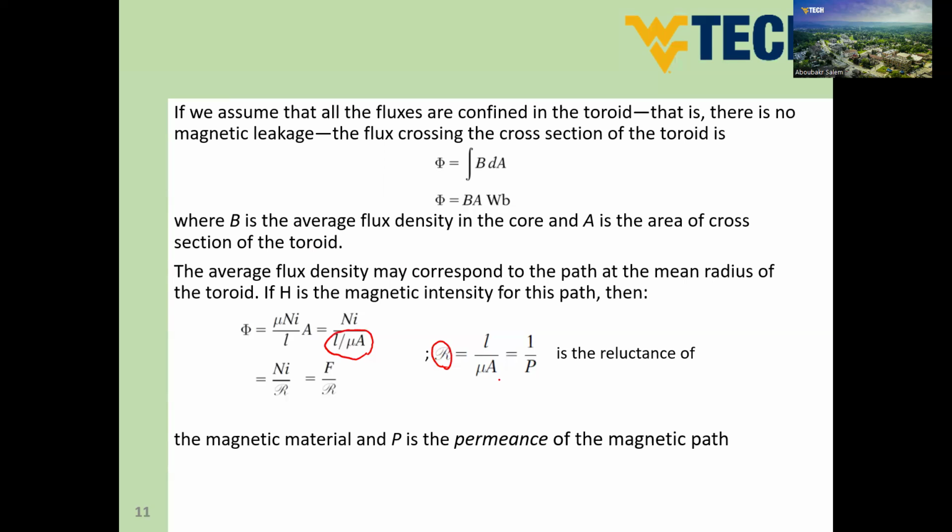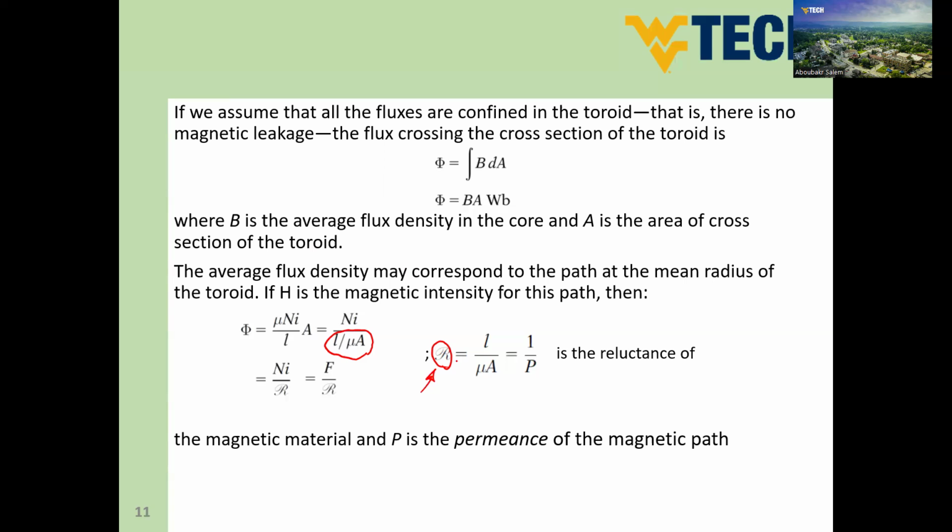It's also equal to 1 divided by P, okay? And the P here refers to permeance, so this is another variable. Permeance is nothing but 1 divided by the reluctance of the magnetic material. Actually, most of the time we are going to use reluctance. We're not going to use permeance in our relations, okay? So now we define another variable, which is the reluctance of the magnetic core.